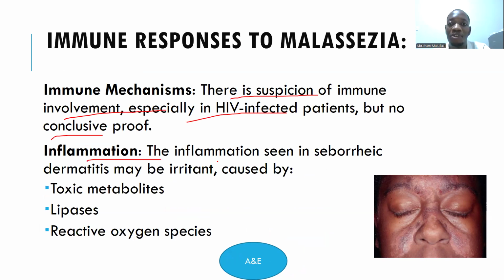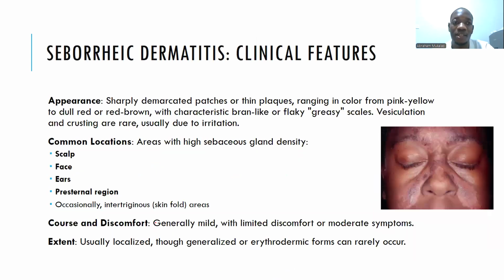And the inflammation that is usually seen in seborrheic dermatitis may be due to irritation caused by either the toxic metabolites of the bacteria, the lipases, or even the reactive oxygen species derived from these fungi that reside on the skin. So in appearance, we see sharply demarcated patches with a thin plaque, which can have either a pink or yellowish color, depending on the skin type of the patient.